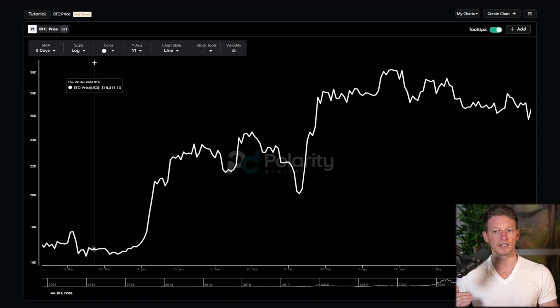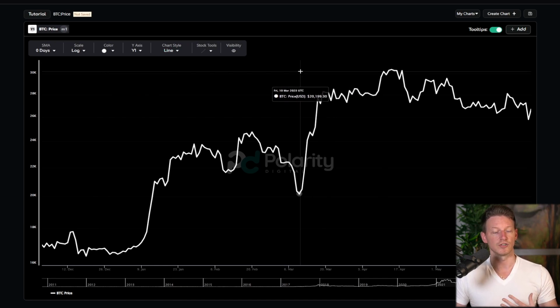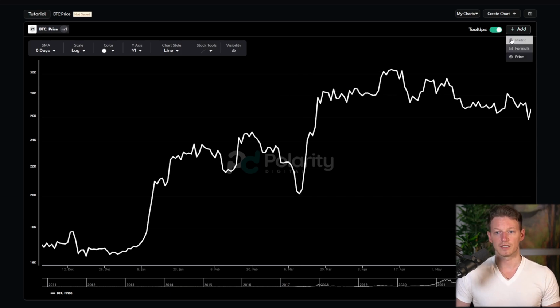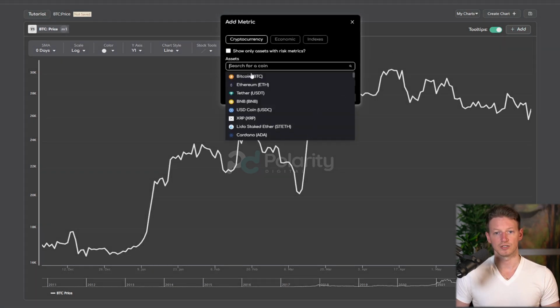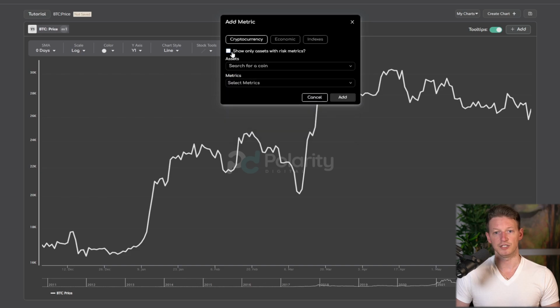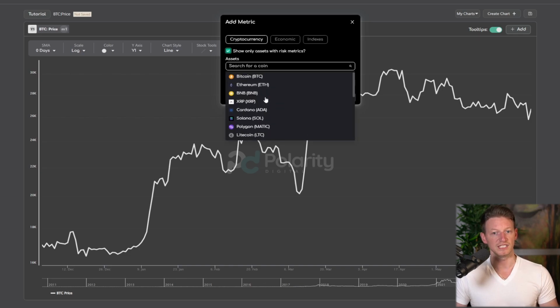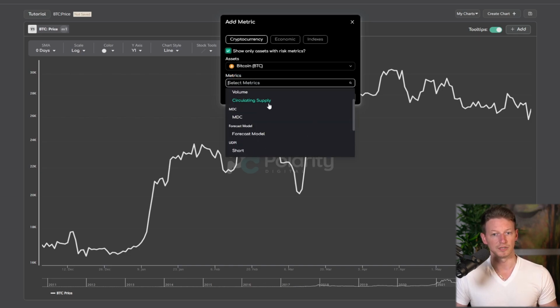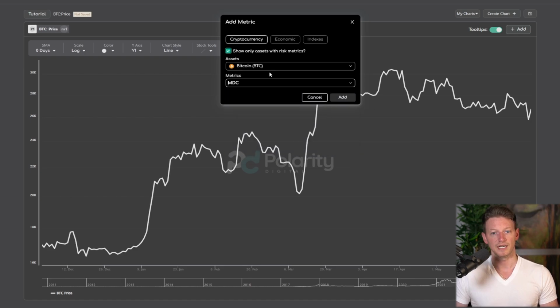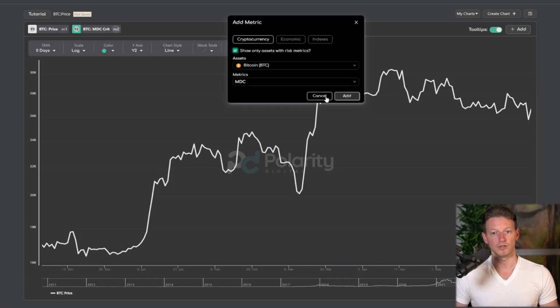So if you go on there and you're having some problems loading a metric or exactly following along with what I'm doing, that's to be expected because we've changed some things and they're no longer compatible with the beta test site. What I'm going to do here is come in to load a metric, and you can see that you're able to sort these by only assets that have risk metrics. So if you only want to see the things that have risk metrics, you're able to do that on here. So we'll come in and we'll load Bitcoin and we'll load the MDC.